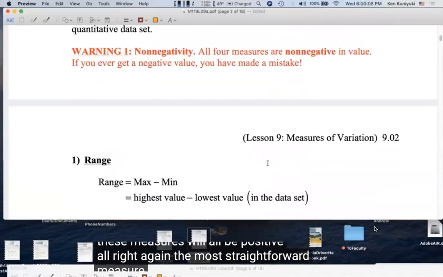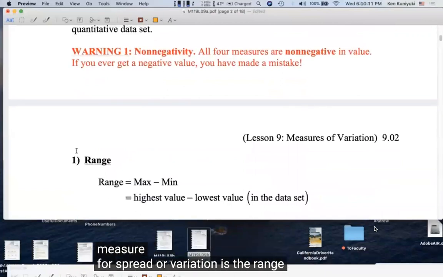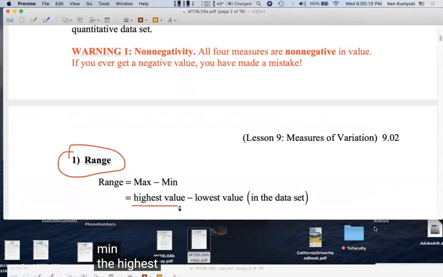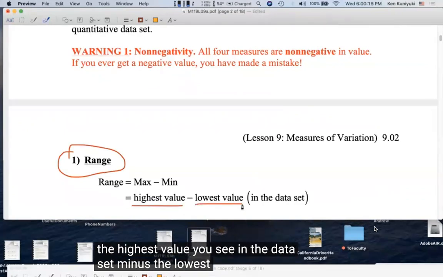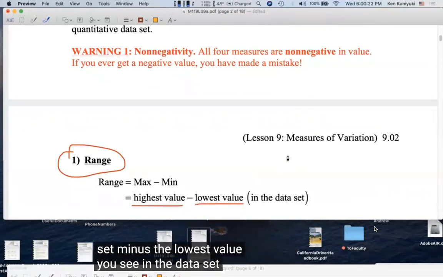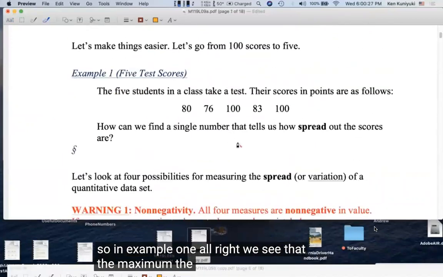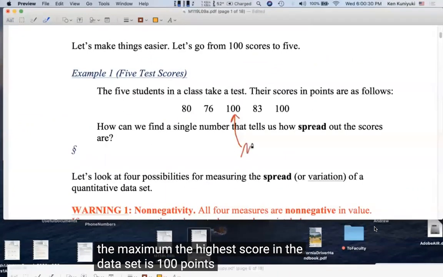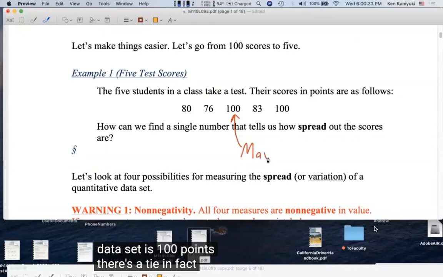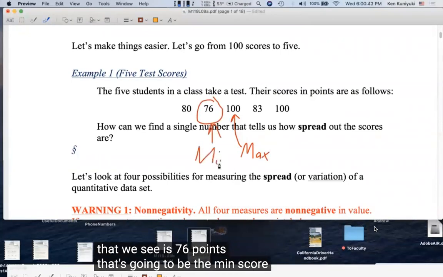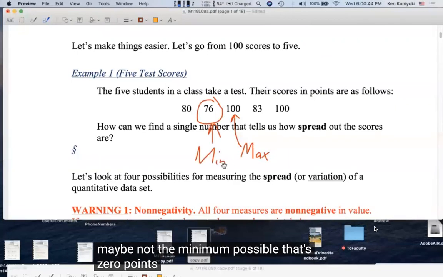Again, the most straightforward measure for spread or variation is the range, which is calculated by taking max minus min: the highest value you see in the data set minus the lowest value you see in the data set. So in example 1, the maximum score in the data set is 100 points. There's a tie, in fact. And the lowest score that we see is 76 points. That's going to be the min score. Maybe not the minimum possible, that's 0 points, but this is the minimum score we see in the data set. That's what we mean by the min.